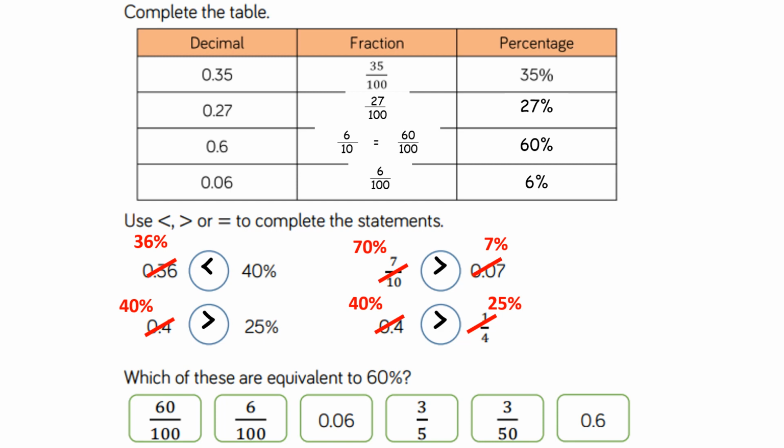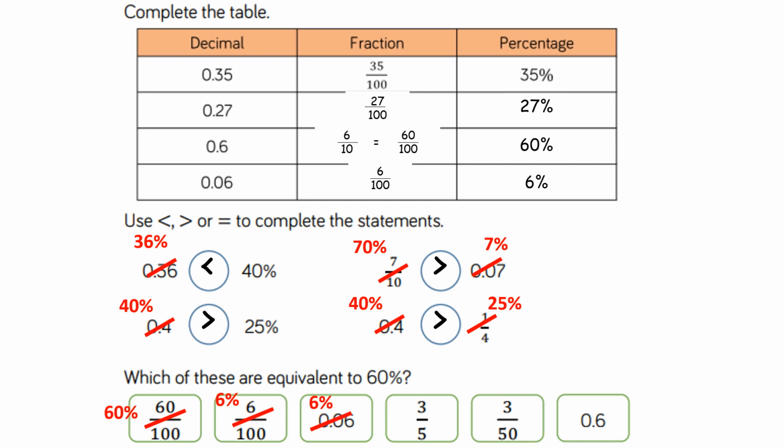Which of these are equivalent to 60% then? Okay, so we've got 60 out of 100, so we should know automatically that that one is 60%. 6 out of 100, again, it's already out of 100, so we should know that that's 6%. Going across then, 0.06, if we convert that to a fraction, look at the 6, it's in the hundredths column, so it is the same as 6 hundredths. 6 out of 100 is the same as 6%.